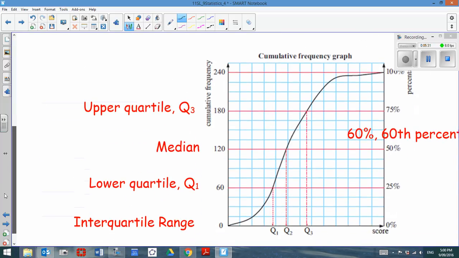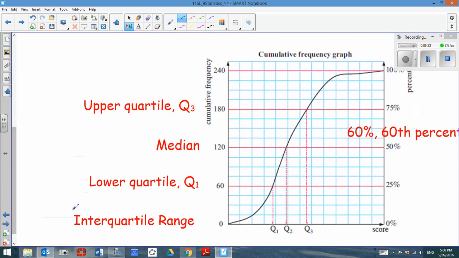So taking a look at an example here, we don't know what we're measuring. We know that we have scores, but we're not given any scores along the x-axis. So these are just general x scores, whatever they happen to represent. But we have 240 total scores that we've collected, which would mean the 120th score would be our median.